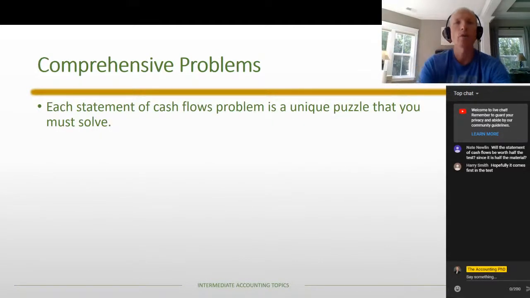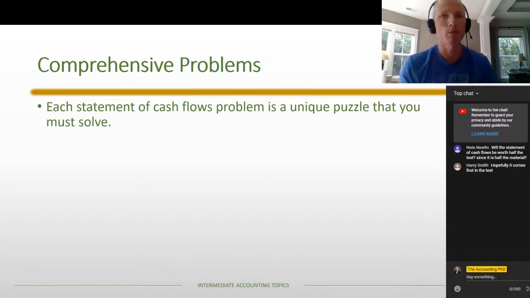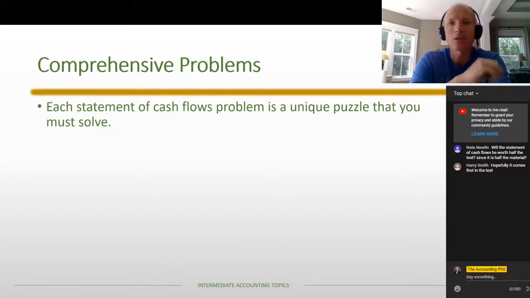All right, so when we have these comprehensive problems, again, you're going to have one on your test. We're going to do one in class. I think there's a practice problem as well. Lots of practice on this stuff. I want you to be aware that each statement of cash flows is a unique puzzle that you have to solve. It's sort of like a jigsaw puzzle: each puzzle is unique, but you can develop a skill set that allows you to get more efficient at solving puzzles.